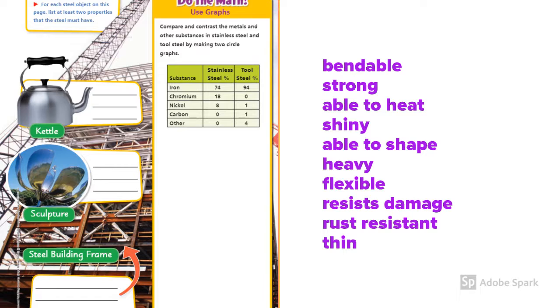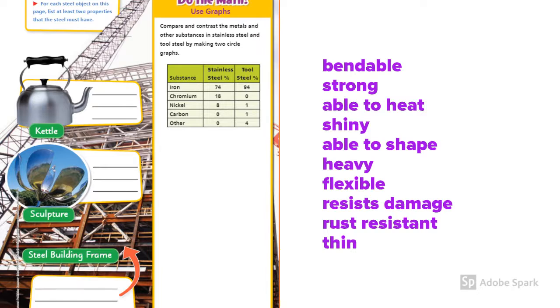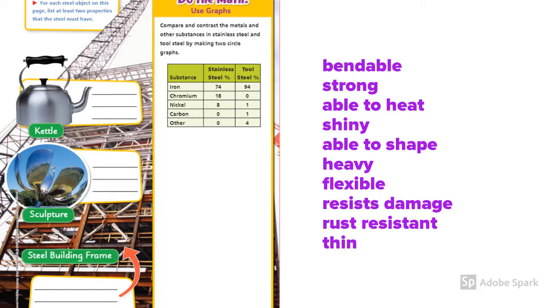The first picture that we see is a tea kettle. And as I'm looking through the words on the right-hand side, I can say that a tea kettle is shiny, it can be shaped, and it resists rust. Wouldn't be too good to drink out of a tea kettle full of rust. Our second picture is a sculpture. Now this sculpture is something that is staying outside. It almost looks like a flower. So obviously it's bendable. It is very shiny. And it needs to be able to resist damage from the outside elements.